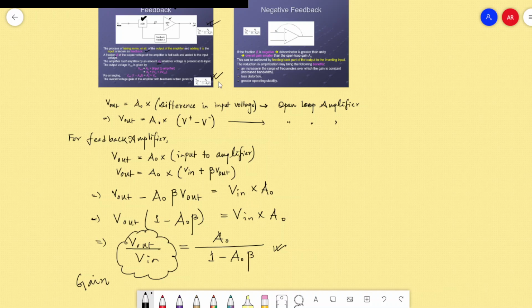Let me know if you understood it, or ask me if you have any question.